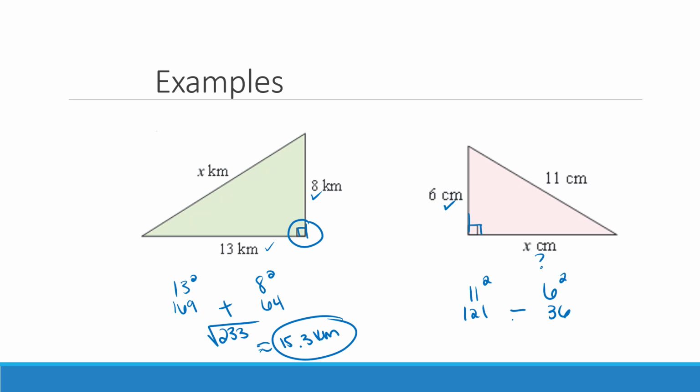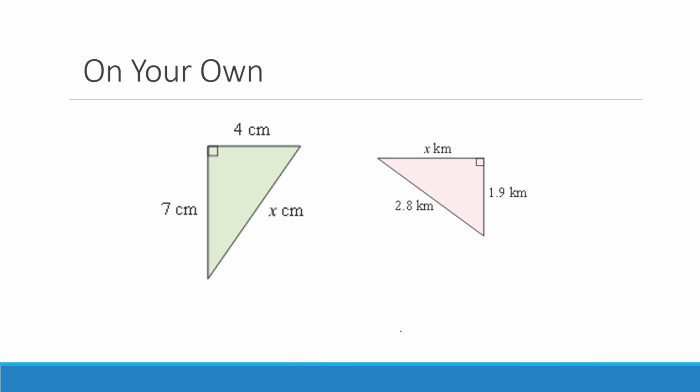But notice I'm going to subtract this time. I'm not going to add them together. So when I subtract, I get 85. And then you always take the square root as your final step. So the square root of 85 is going to give me 9.2 if I round it. So approximately 9.2 centimeters. I want you to pause the video and try some Pythagorean theorem problems on your own, and when you're ready, hit play to check your answer.